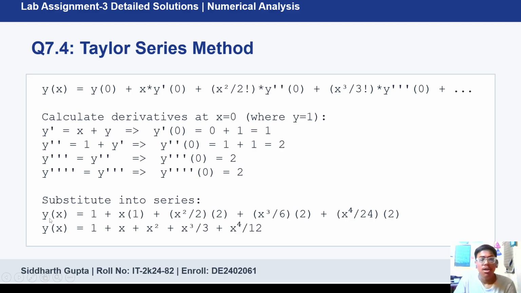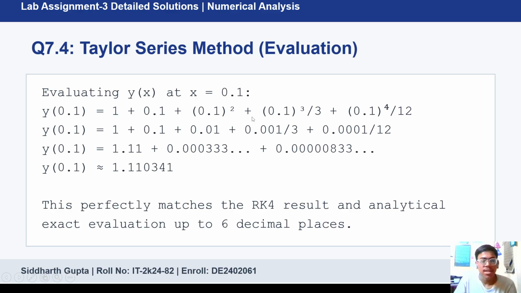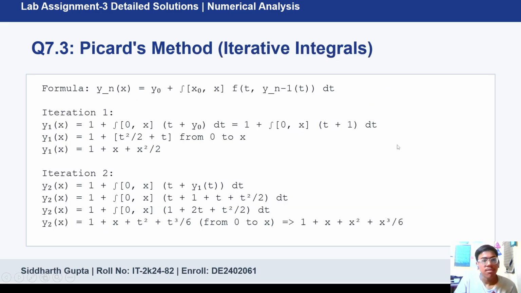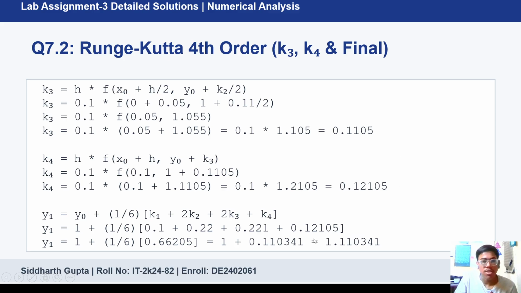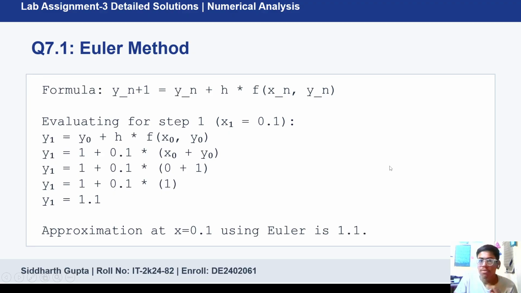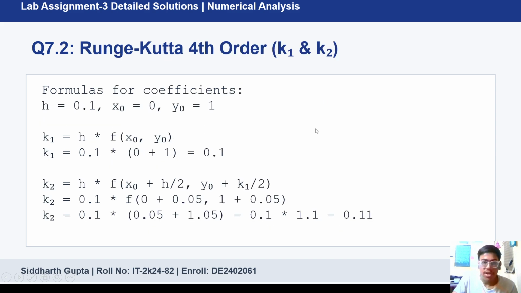Now in this series, you can find the value of y at any point. So now we need to find the value at x is equal to 0.1. So put the value x is equal to 0.1, and you will get y is equal to 1.11. This perfectly matches the RK4 and analytical evaluation up to six decimal places. So you can see the Taylor series answer matches exactly with the Runge-Kutta, but not with the Euler method. Why? Because the Euler method is not correct. We need to apply here the Euler predictor corrector also to find the correct answer.